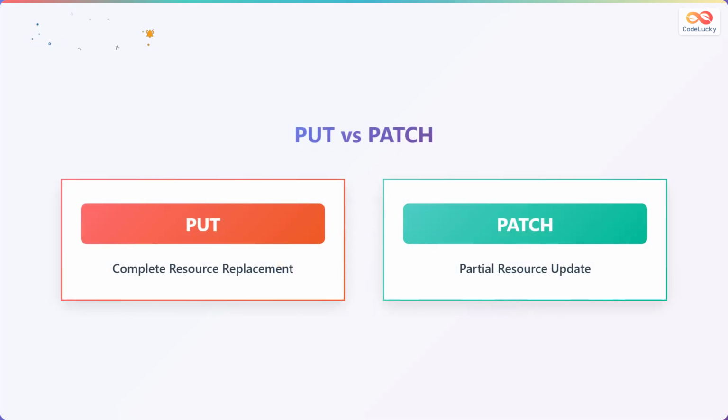The PUT method is used for complete resource replacement. When you use PUT, you are essentially replacing the entire existing resource with a new version that you provide. On the other hand, the PATCH method is used for partial resource updates. With PATCH, you only send the specific fields that you want to modify, leaving the rest of the resource untouched.